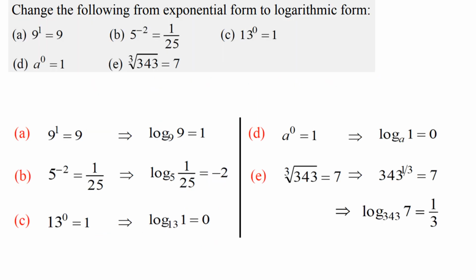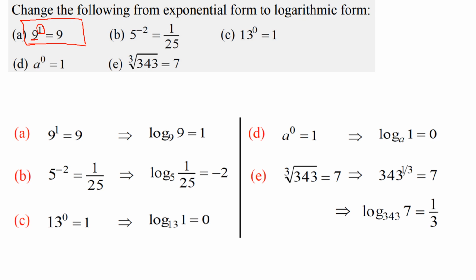Now change the following from exponential form to logarithmic form. How to change exponent form to logarithmic form? For the first question, think about what the base is. This 9 is the base and 1 is the power, and 9 power 1 gives the value 9. To change the exponent to a logarithm function, first you consider the power. So the power 1 equals log of the value 9 with the base 9.